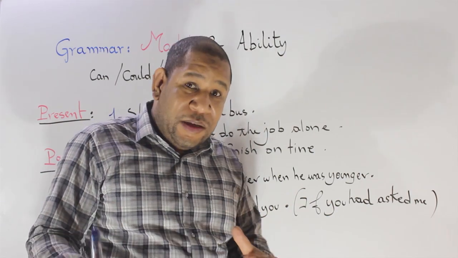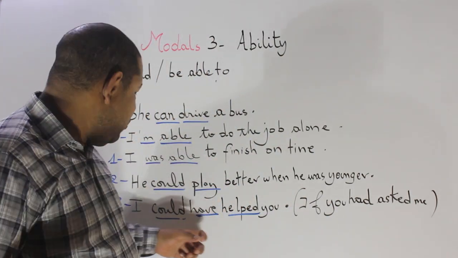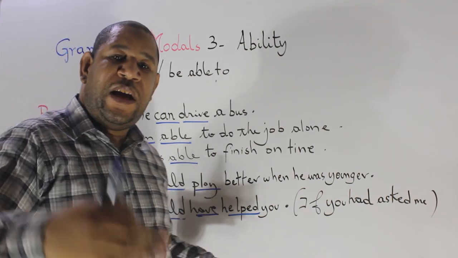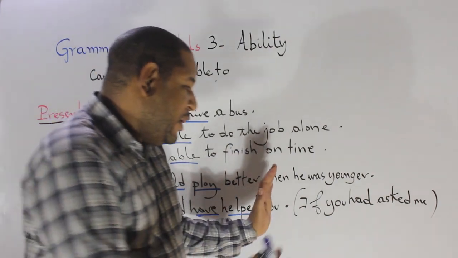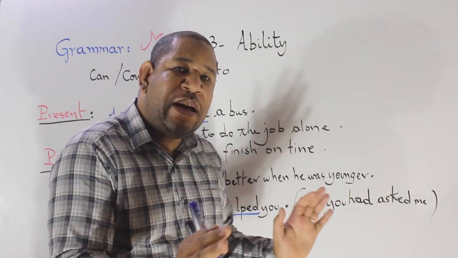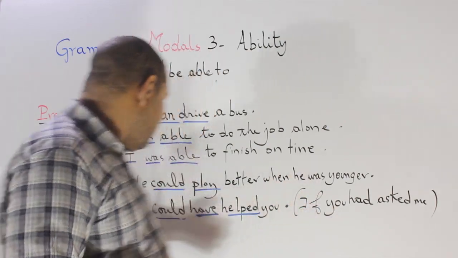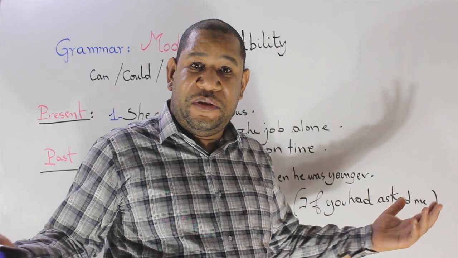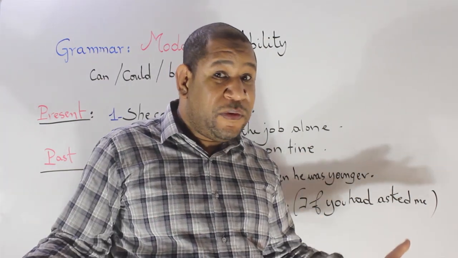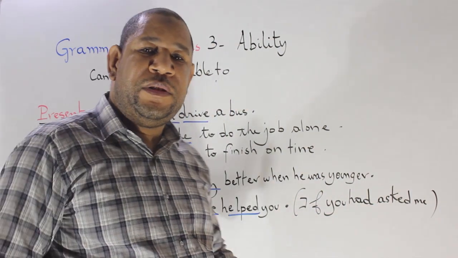If the action is done, we use could. And if it is not done, we use could have. Could have plus past participle. I could have helped you. This, let's say, it's a kind of condition. It's like, if you had asked me, I could have helped you. But you didn't ask me, so I didn't perform the action. Okay? So these are modals of ability.